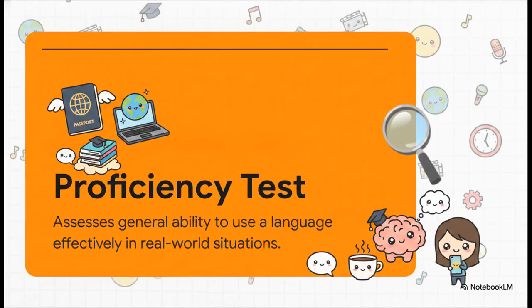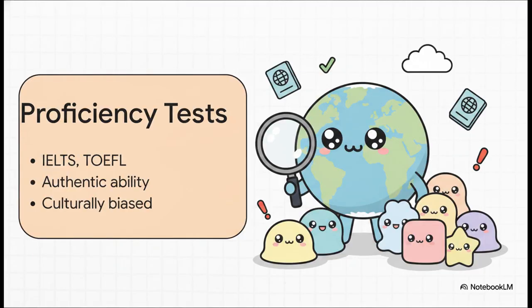So unlike achievement tests, proficiency testing relies on this idea of communicative competence. It aims to see if you can actually survive and function in specific academic or professional contexts. And here's the kicker. It does not matter if you learned the language sitting in a classroom for 10 years or if you just picked it up by watching movies and chatting with locals online. This test only cares about your practical ability to use the language in authentic settings, right now. We're talking about the heavy hitters here, like IELTS and TOEFL.